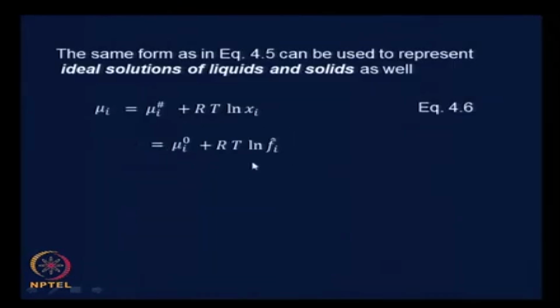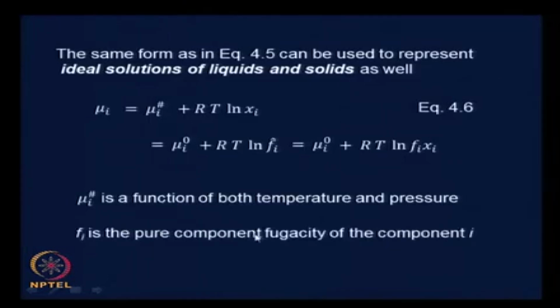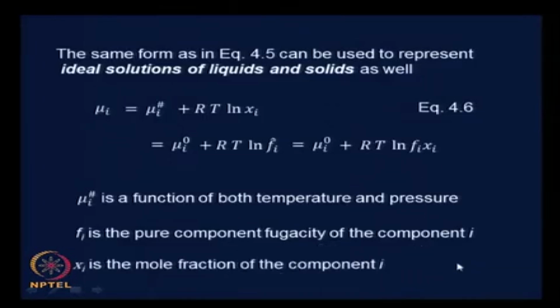This is only one of the ways of representing it. If there is an interest to represent it in other ways, it equals mu i naught plus RT ln fi xi. Fi hat has been written as fi xi. Mu i hash, we know, is a function of both the temperature and the pressure, and fi is the pure component fugacity of the component i, this is known. Xi is the mole fraction of the component i.